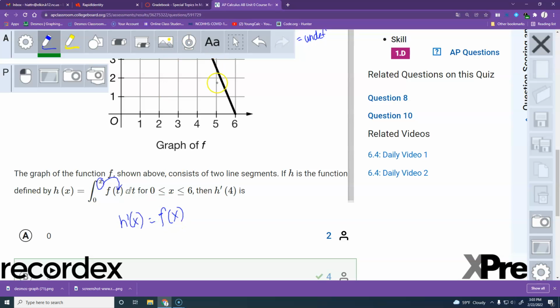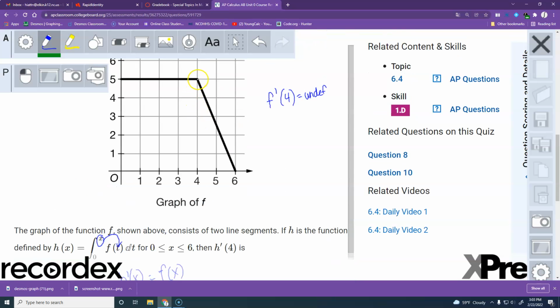So what we're looking at is h prime, so we would just give the value. If they had asked for f double prime or h double prime, then it would be undefined. I understand. Yeah.